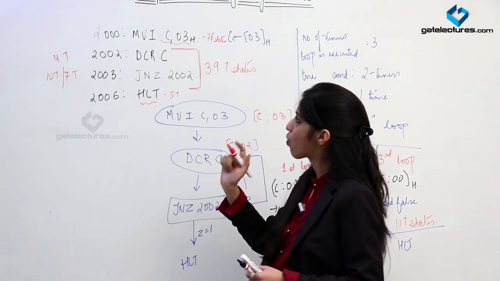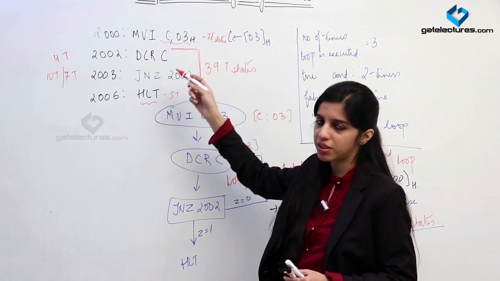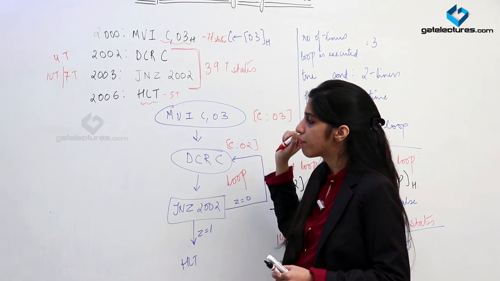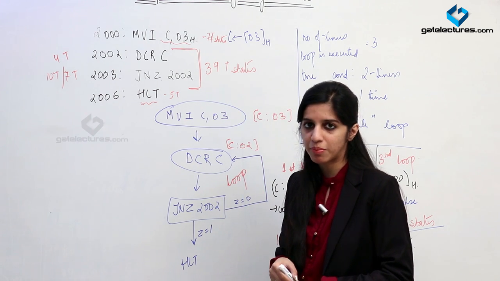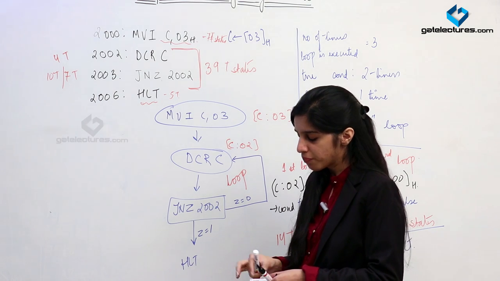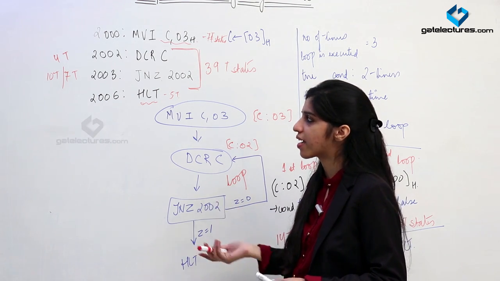See, we've taken a very small example here. We just loaded C with 3. Therefore, 3 times this loop was executed. But we can use this concept. We're going to use this concept to produce a delay of 50 milliseconds, sometimes 100 milliseconds. Next, we're just going to look at an example of how you can produce a delay of the desired time period.